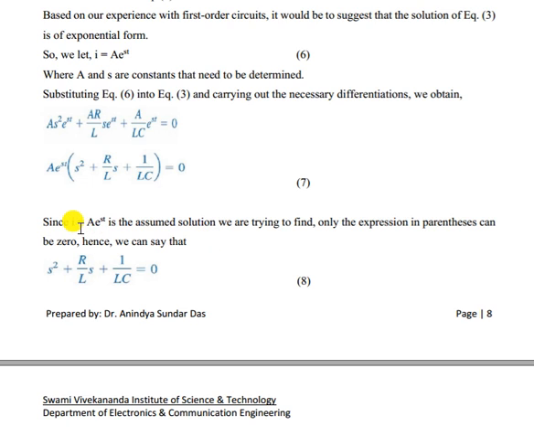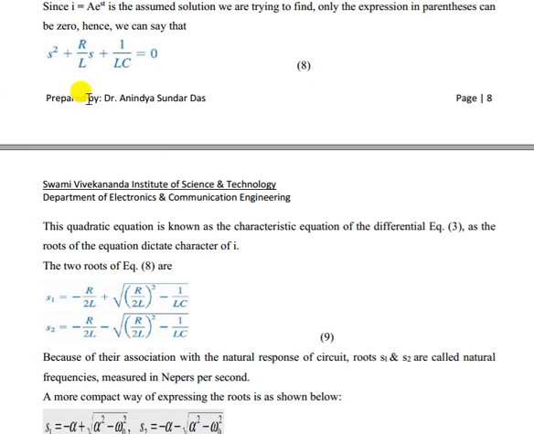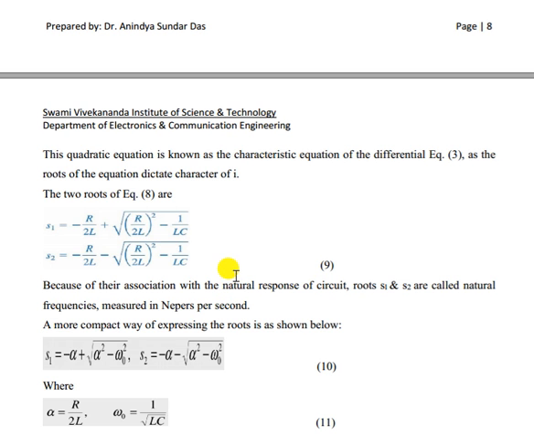Right. Now i equal to A e to the power st is the assumed solution, so we cannot make that equal to 0. So what we can do is make s square plus R by L s plus 1 by LC equal to 0. Now this is a quadratic equation, so it should have two roots. Now what are the roots? That is minus R by 2L plus or minus root over of R by 2L whole square minus 1 by LC.